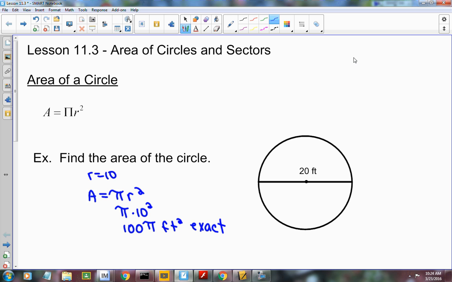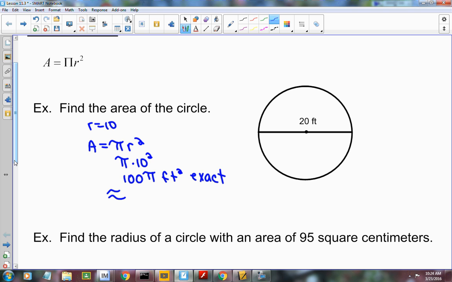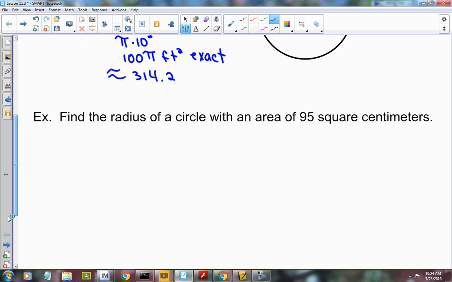So it may ask for an exact answer. It may ask you to round to the nearest tenth. So if you plug that into the calculator, you get 314.2, I believe. Yeah, 314.2. And so that's the area of a circle, okay? Basically, that's pretty easy. They might ask you to work backwards, okay?